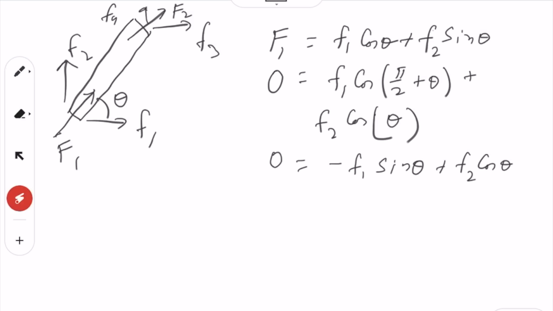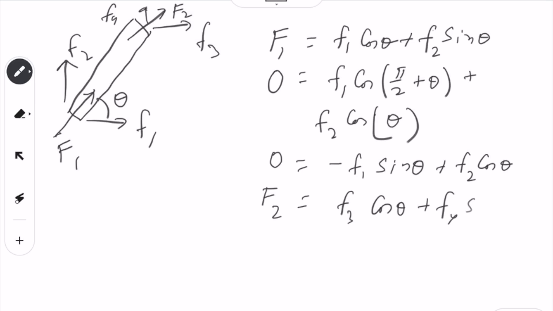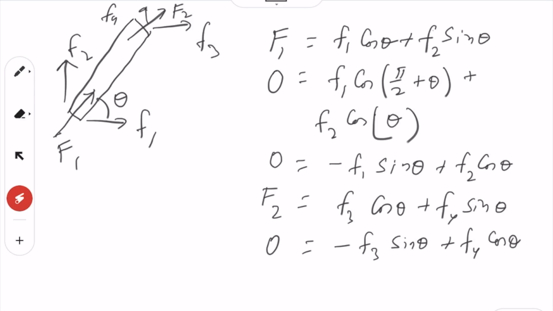Similarly, a similar analysis you can do at this point, and we can straightaway write F2 is equal to F3 cos theta plus F4 sin theta, and 0 is equal to minus F3 sin theta plus F4 cos theta. Okay, and why did we do this? So that we can get some kind of transformation matrix.